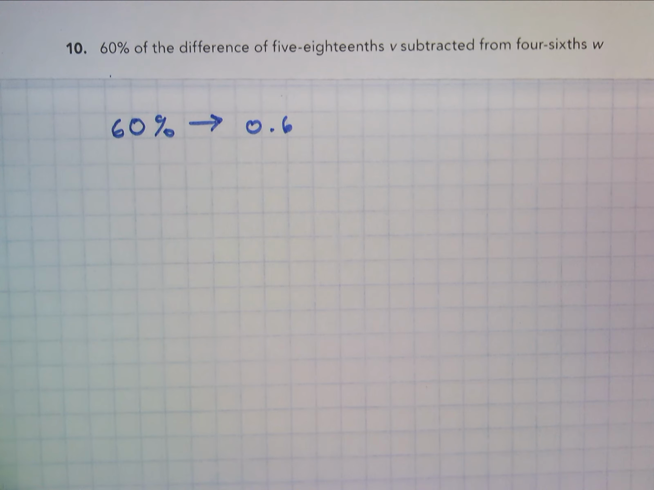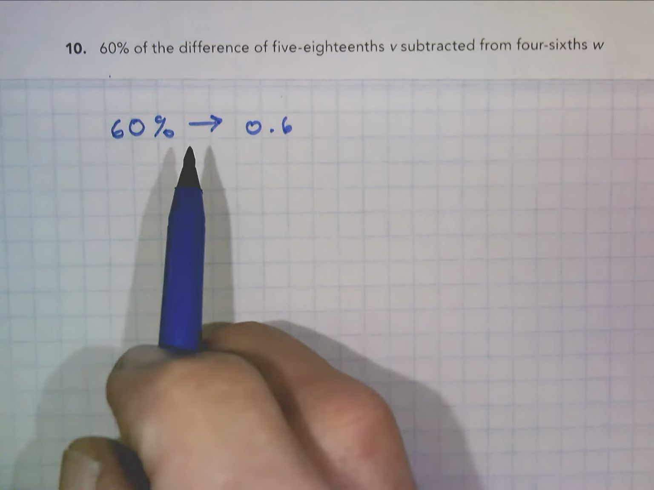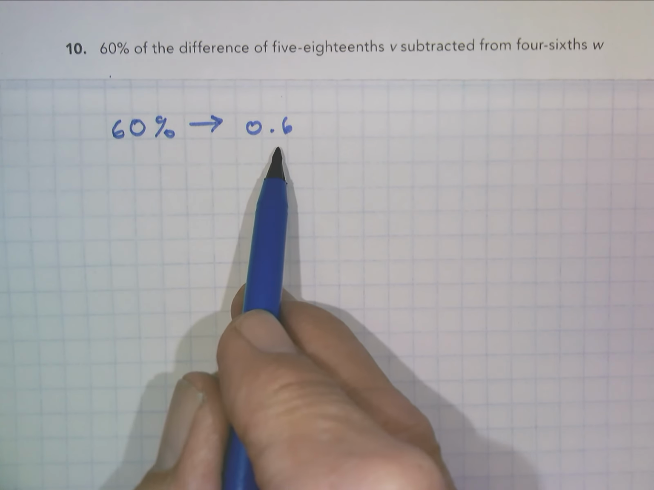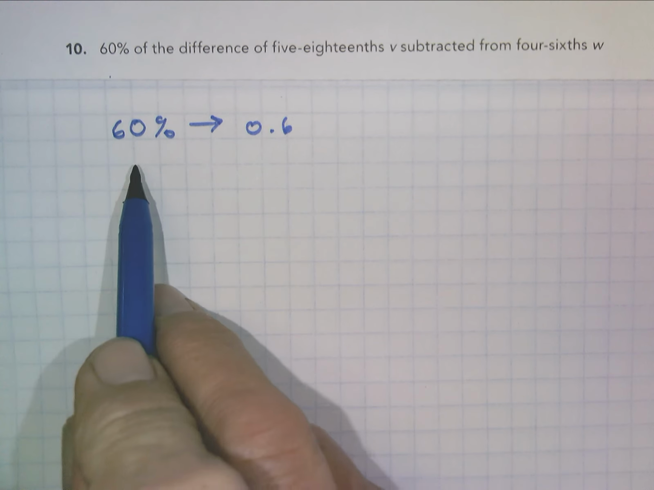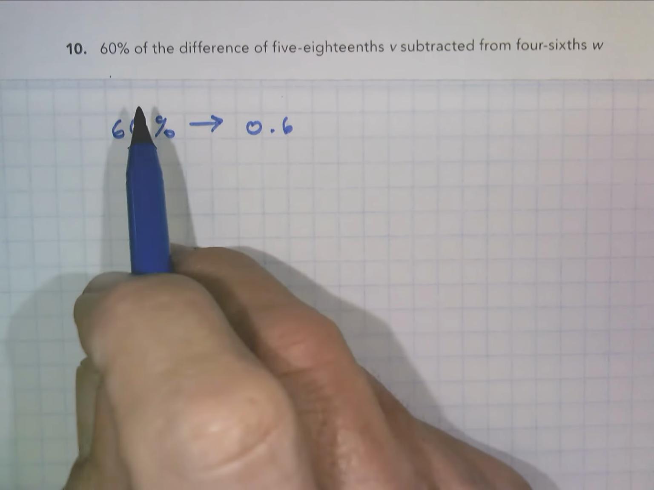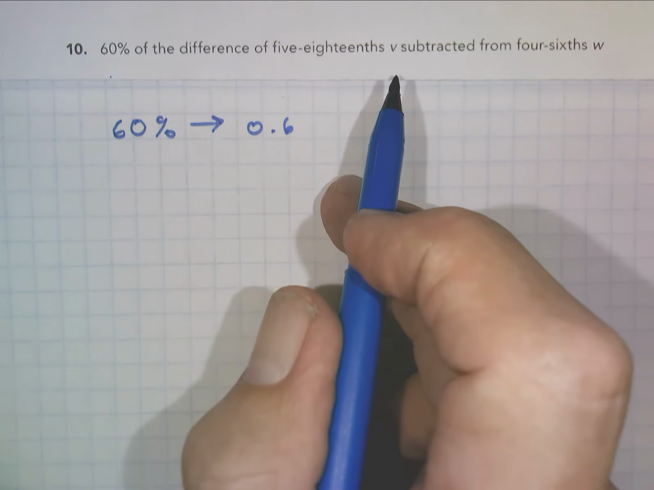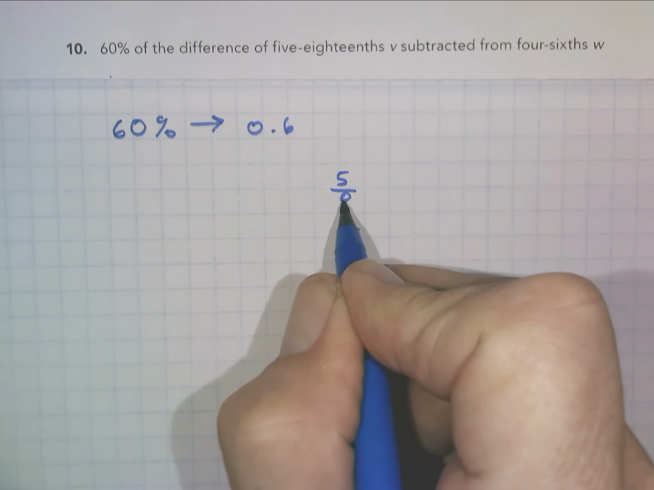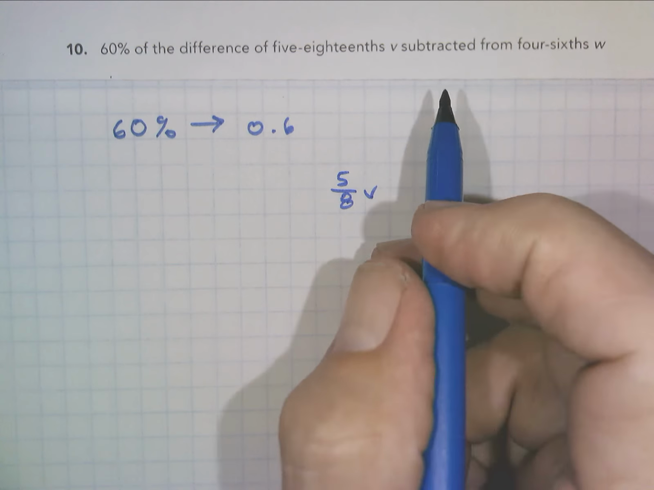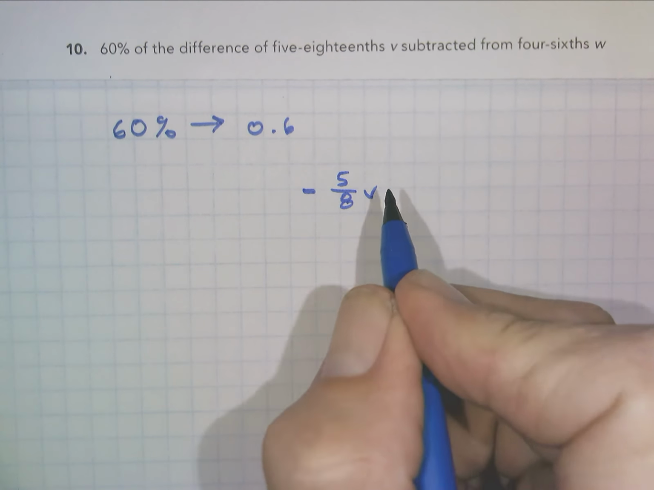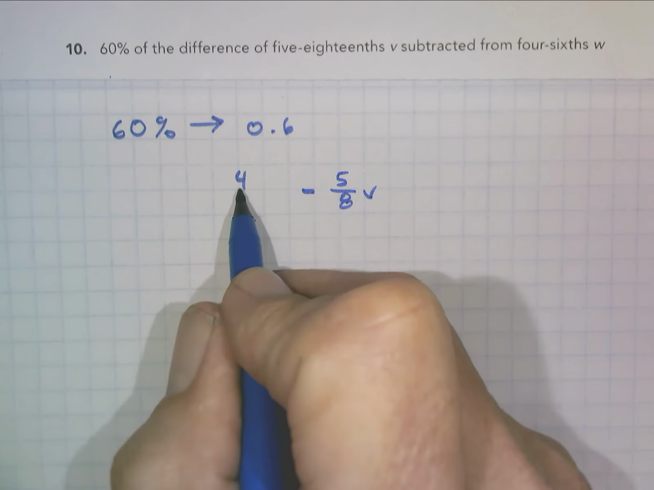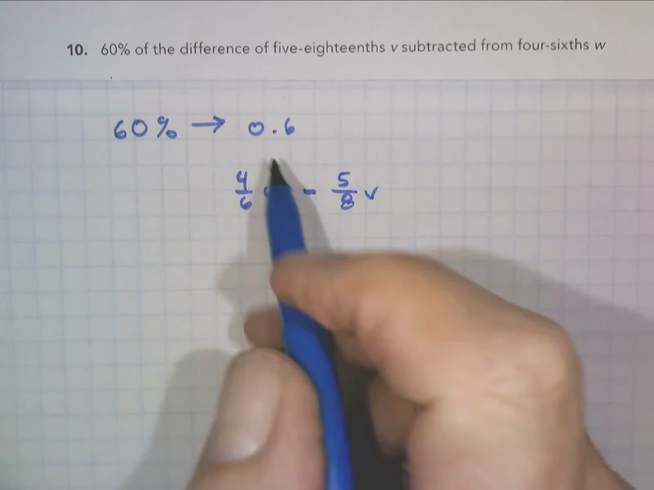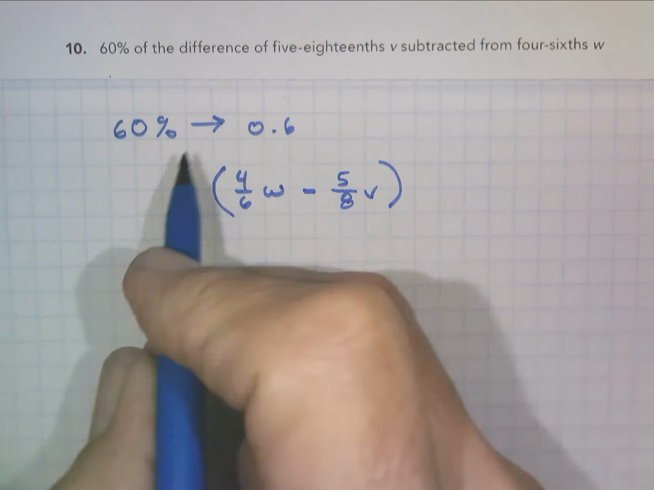So as I was saying, the important part about these percentage problems is to make sure that we're dealing with the percent represented as a decimal as opposed to a percentage. So we'll start out there. The difference of 5/8 V. Let me just get all my pieces together. 5/8 V subtracted from 4/6 W, 4/6 over W. And I want 60% of this entire thing.